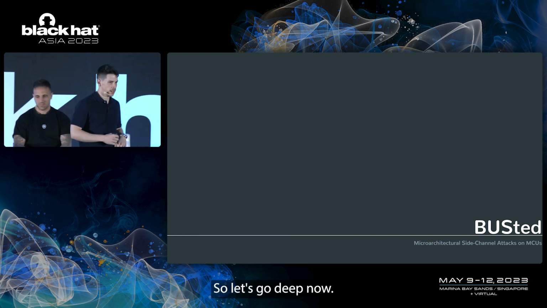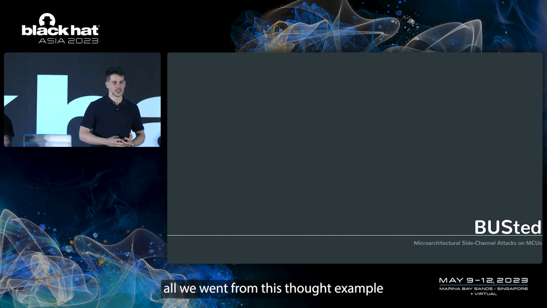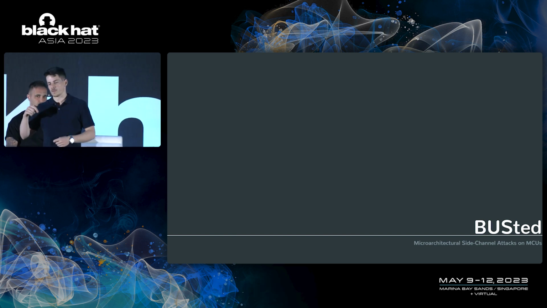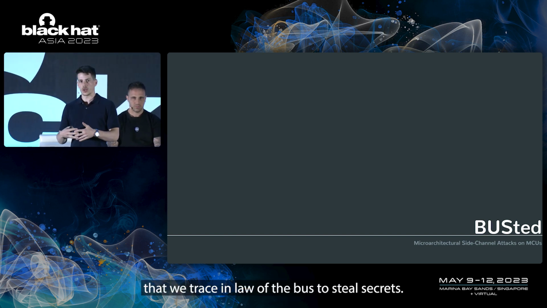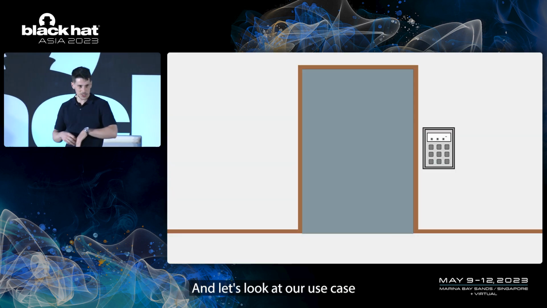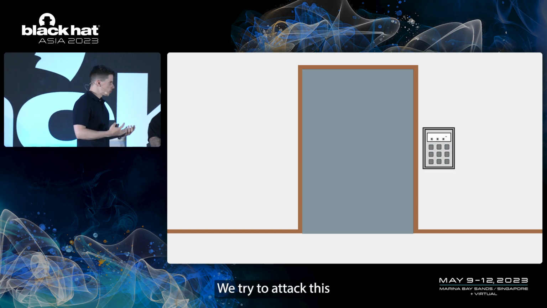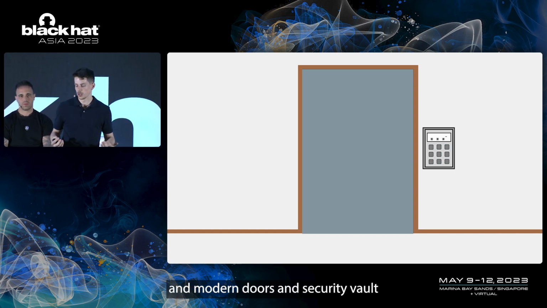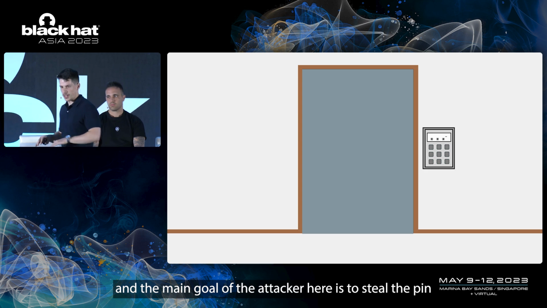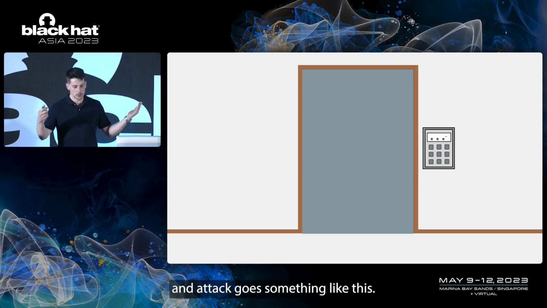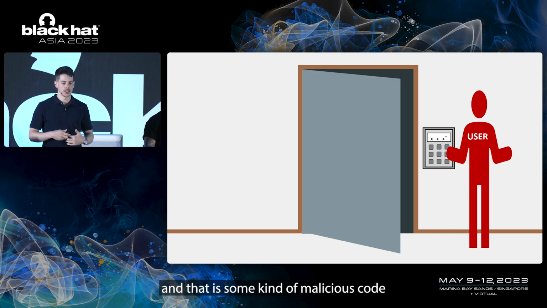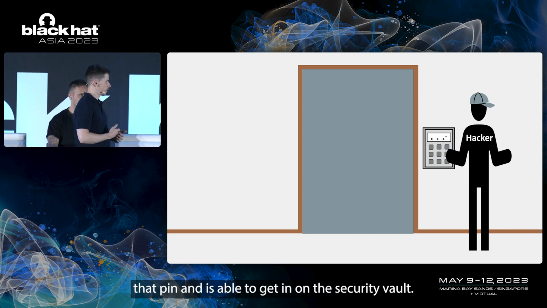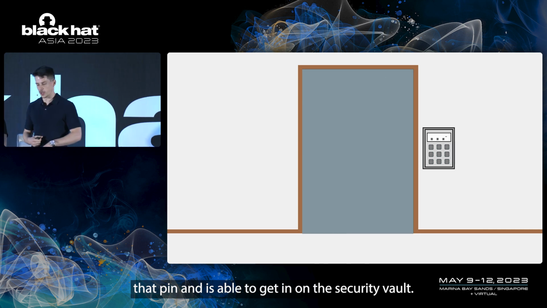So let's go deep. Now I will explain how we went from this toy example to a full-fledged attack that we call Busted. Busted is a single-run microarchitectural channel that leverages the arbitration logic of the bus to steal secrets. Let's look at our use case. We try to attack these smart lock devices that are typically present in modern doors and security vaults, and the main goal of the hacker here is to steal the PIN. The attack goes something like this. The user introduces the PIN, and there is some kind of malicious code running in the background, and the hacker is able to get that PIN, and is able to get into the security vault.